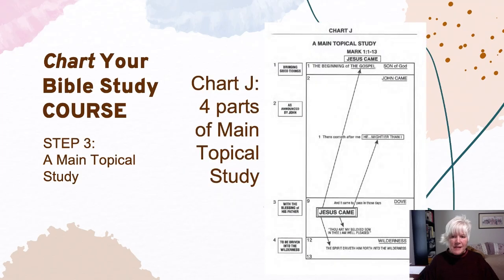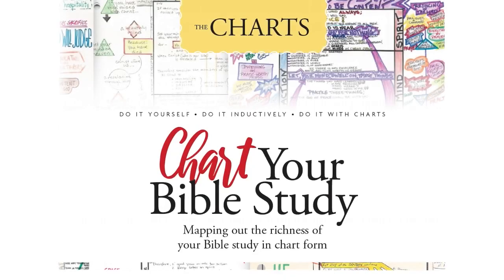Now, you already studied Chart J in the book to view each of the 4 parts of the main topical study, so let's look at the Charts ebook for a few of these examples. Okay, we're back in the Charts ebook to take a look at some main topical studies. So remember that there are 4 parts to it: the key center, the master title, paragraph phrases, and paragraph points.